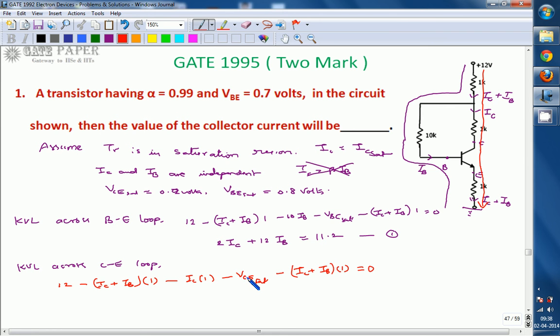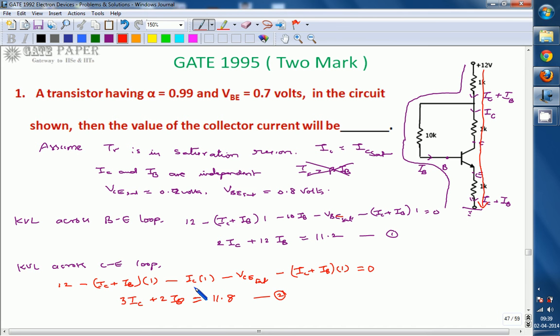Here we use VCE saturation as 0.2 volts, a standard value, whereas previously VBE saturation is 0.8 volts. So using 0.2 volts, this is the second equation: 3 times IC plus 2 times IB is equal to 11.8. So 3IC plus 2IB is equal to 11.8.